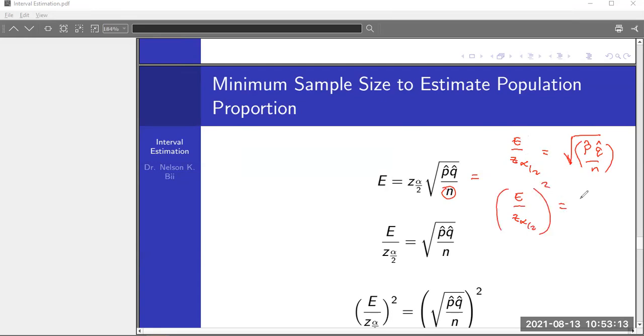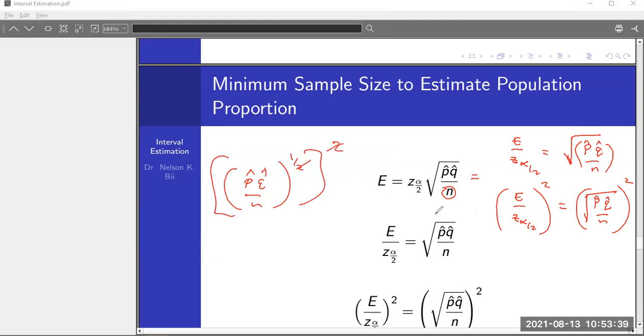squared is equal to the square of this square root here. When you square the square root sign, it disappears, because that's like saying PQ by N raised to a half, and raised to 2, that's the square. So this and this cancel. We remain with the error squared divided by Z alpha by 2 squared, equals PQ divided by N.